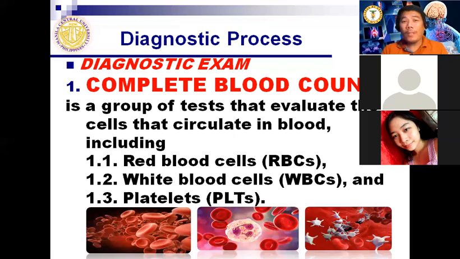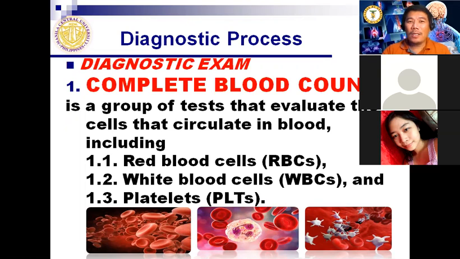Next, what are the components of the complete blood count? We have mentioned red blood cells, white blood cells, and platelets. Red blood cells are also called erythrocytes. The white blood cells are also called what? Leukocytes. And the platelets are what we call thrombocytes.